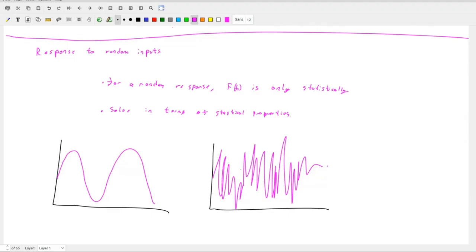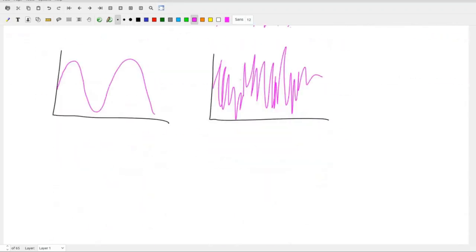However, we can describe this statistically. So what's the first statistic that you look at this and say, oh, I know something about this signal? What's your first thing?